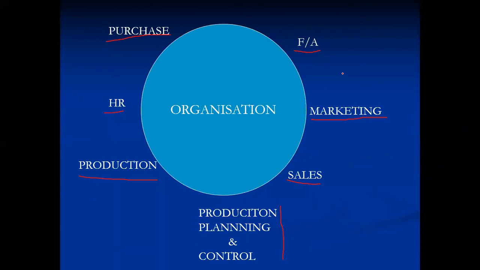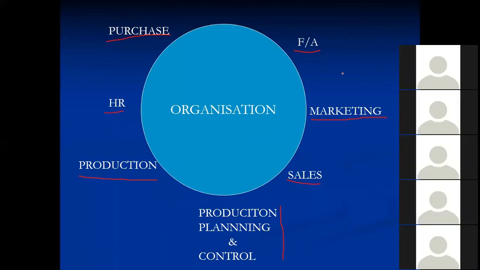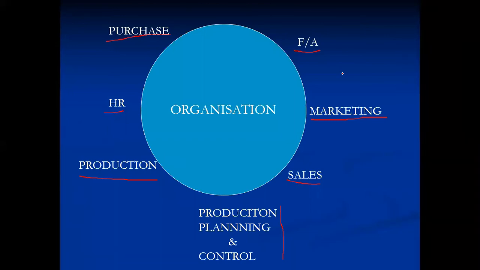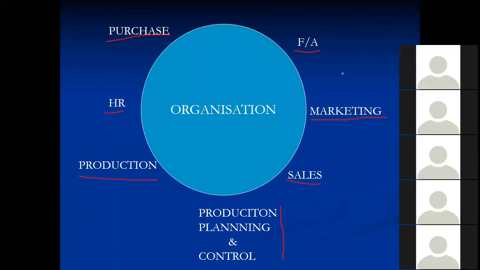Here, take the finance and accounts department. Its main objective is to generate the maximum rate of return on the investment. Here, investment means shareholders' investment. In order to generate the maximum rate of return on investment, the finance department always tries to reduce expenditure wherever possible. By reducing expenditure, the finance department wants to maximize the profits.